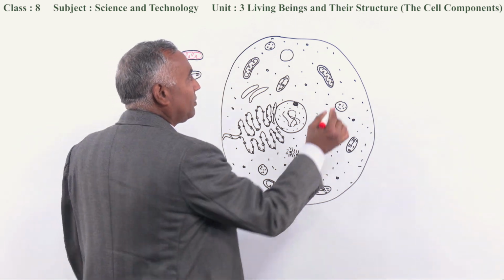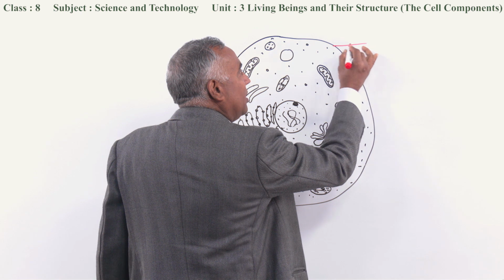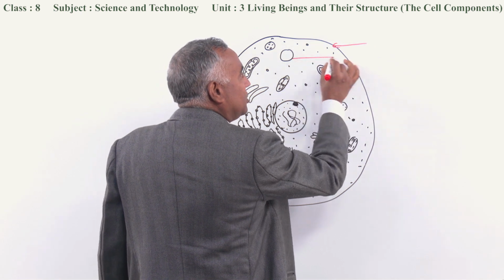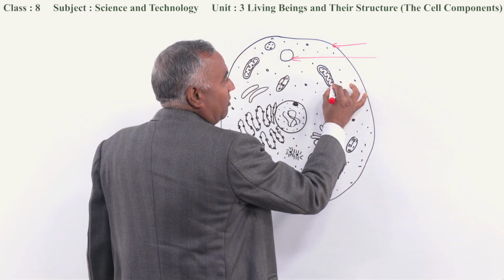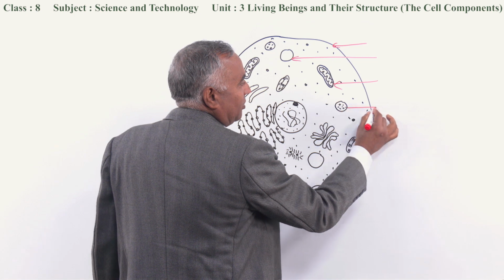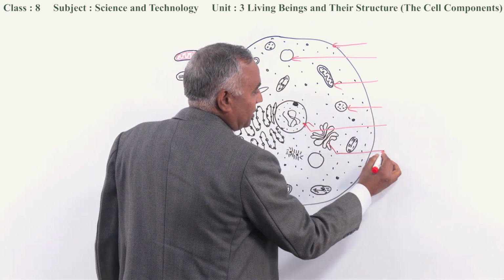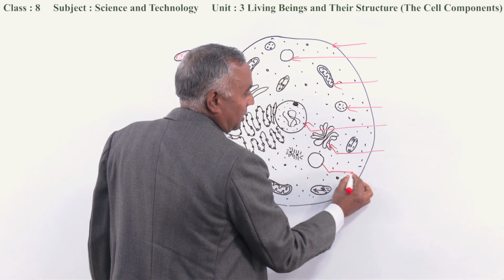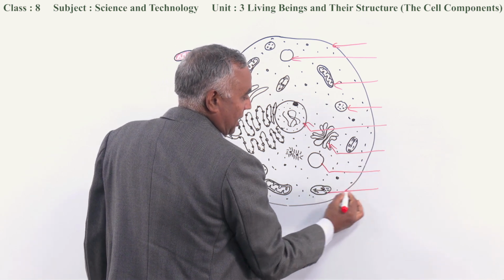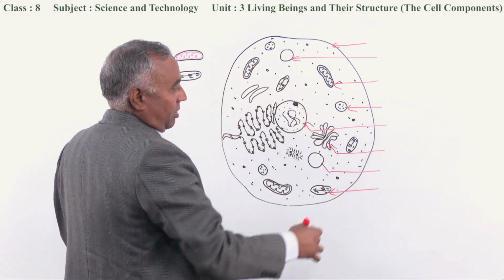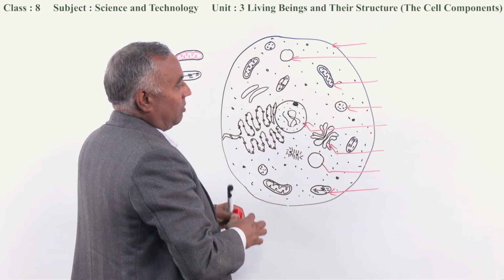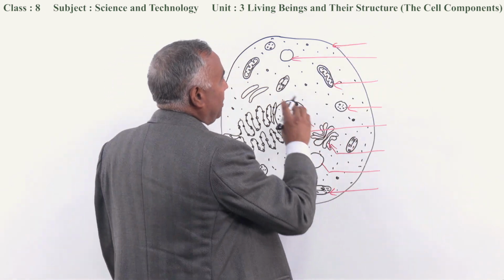Don't worry. And then labeling is the main thing, students. Sometimes students make the labeling very poor and the diagram does not look nice. So arrows should not be crossed. Yes, arrows should not be crossed. And the lines of the labeling should be the same.